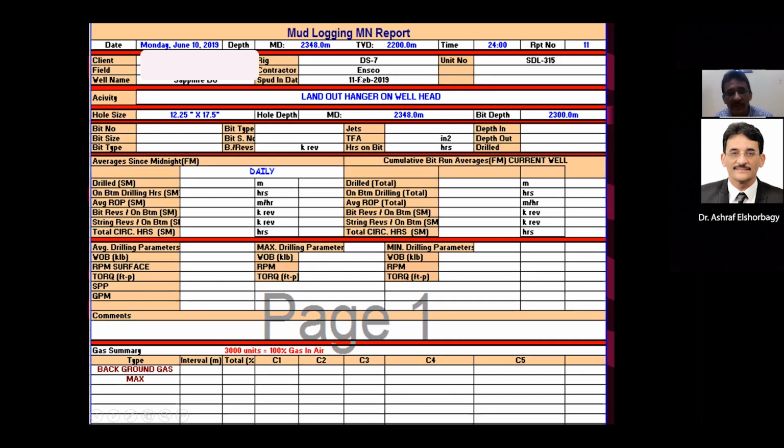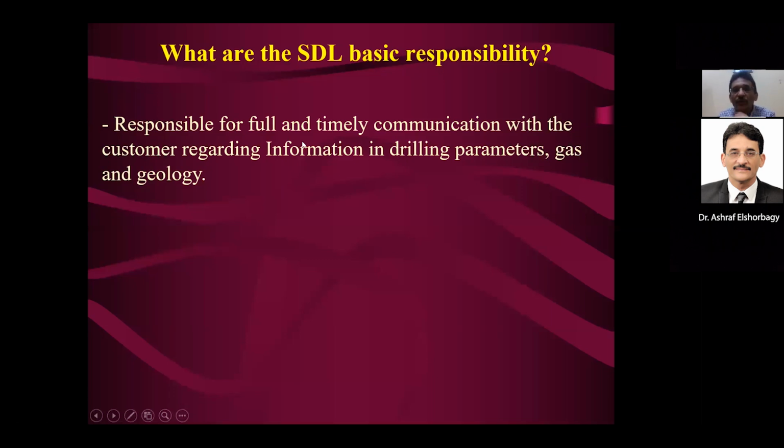Second responsibility for the mud logger, responsible for all the time, which is very important. You have to monitor the drilling parameters. You have to see if any problem happens. You have to inform the driller. You have to inform the company man about any change in the parameters which is an anomaly, which is drastic. And so he plots a log.